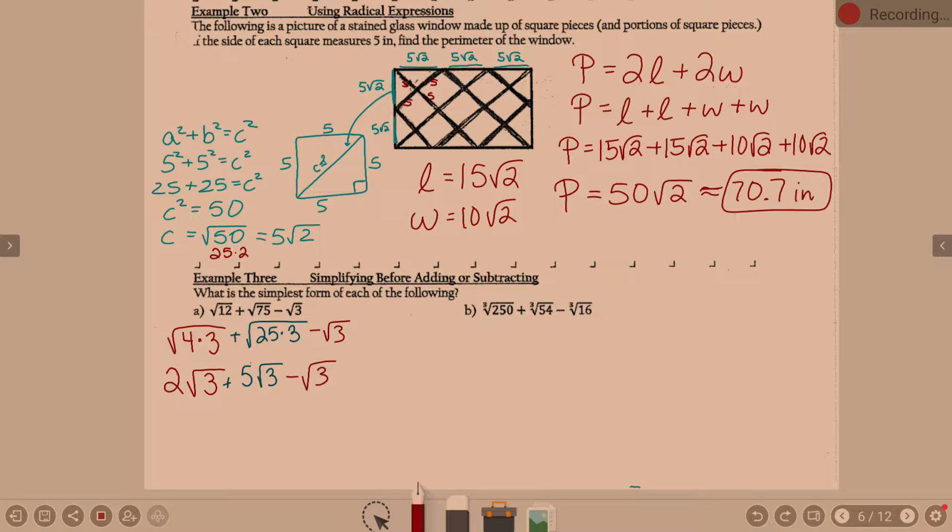Nine times out of 10, your problems will work out like this, where notice square root of 3, square root of 3, square root of 3. They are all like radicals. So don't stop here. What is 2 square root of 3 plus 5 square root of 3 minus square root of 3? Six square root of 3. Do we all agree with that?